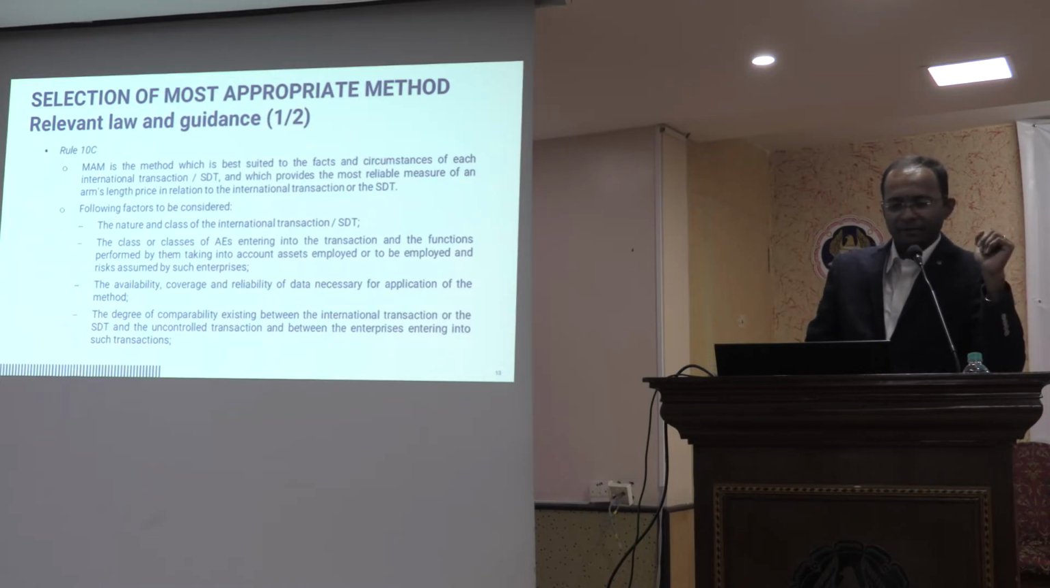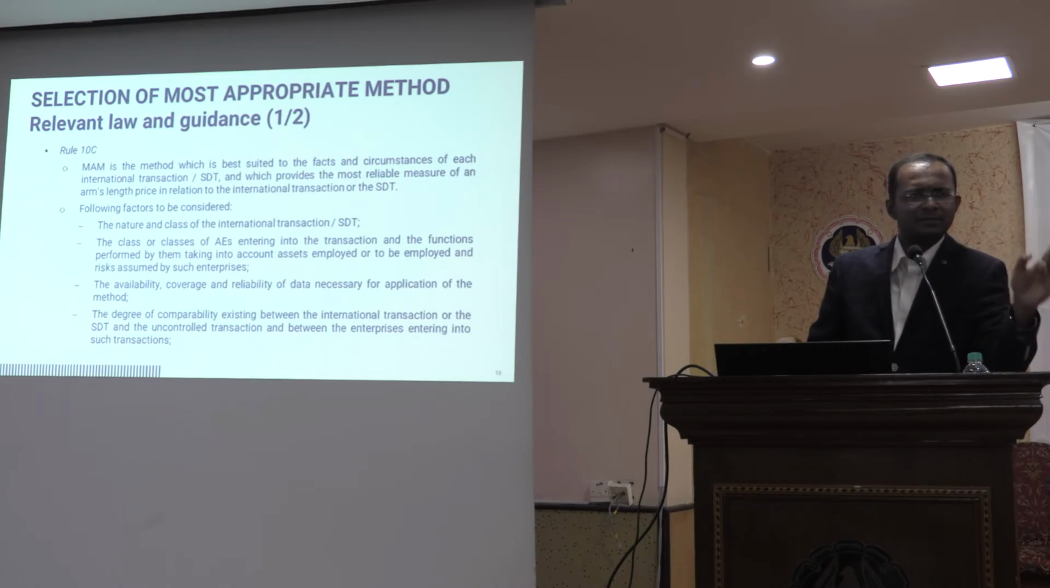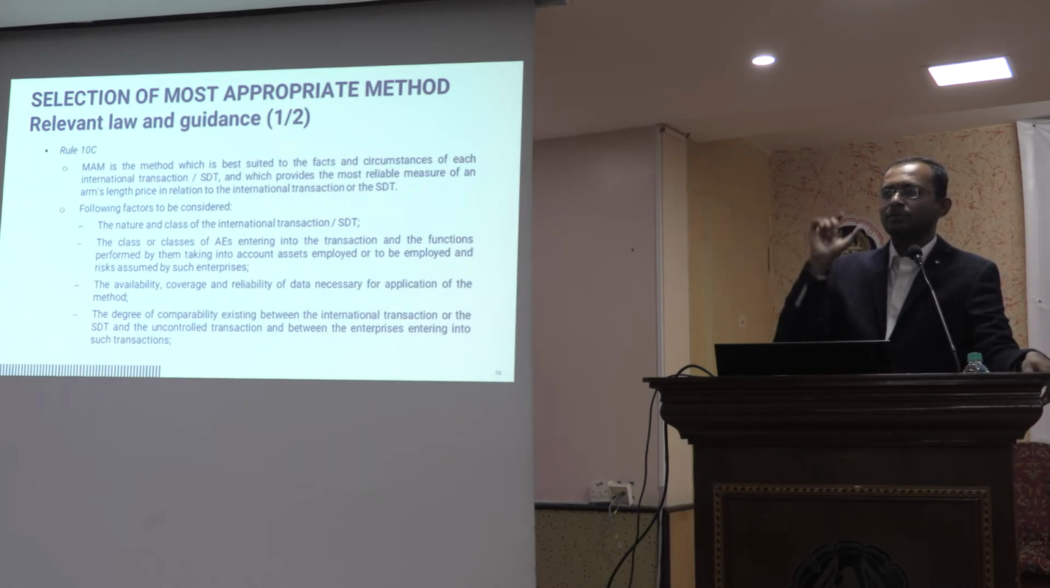Right? So, of the 6, which is the most appropriate method is the question. The most appropriate method is to be determined based on whichever gives the most reliable measure of the arm's length price. Extremely subjective and very vague definition, but it gives a few parameters. We have to apply these parameters to freeze the arm's length price.